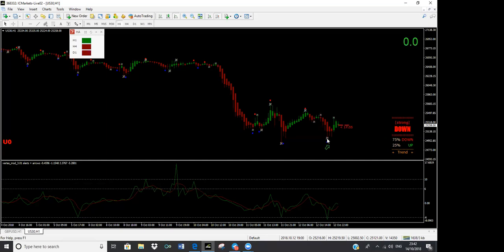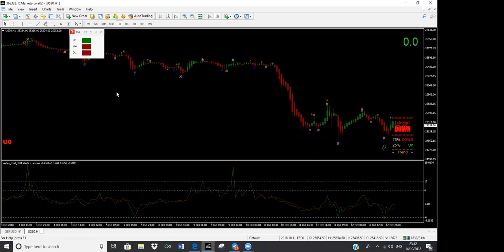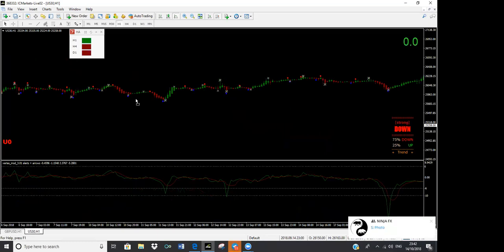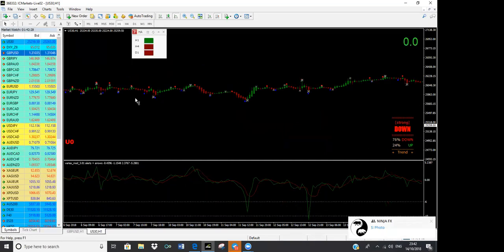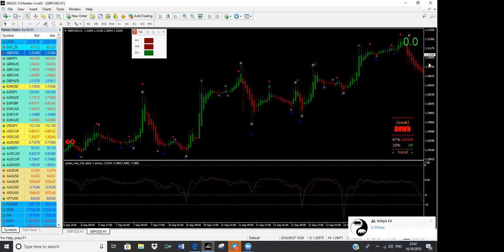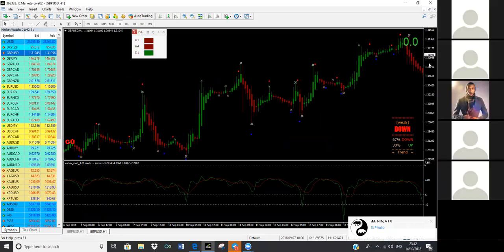Vice versa for a sell, right? Vice versa. Let's look for another pair for a better understanding. Okay, right there. That's a buy entry. There we should have a good sell somewhere here. Same thing for a sell, right?